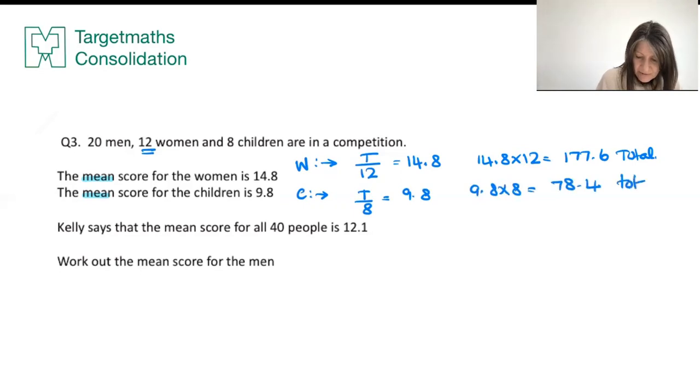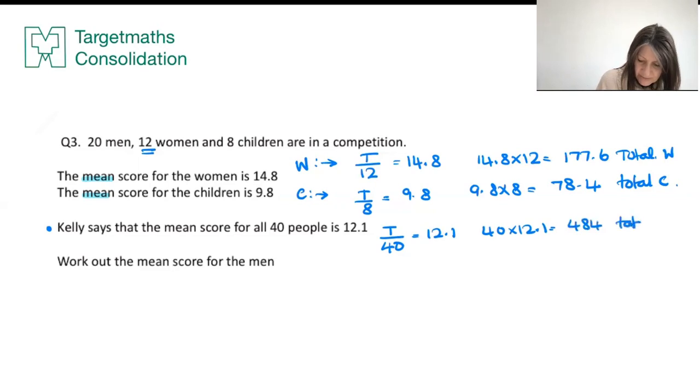And that's the total for the children. That was the women. Okay. The next piece of information we have that's going to help us is in the next line. So Kelly says the mean score for all 40 people is 12.1. So there is a total I don't know that when it's divided by 40, it equals 12.1. So 40 times 12.1 is equal to 484. And that's the total for all.